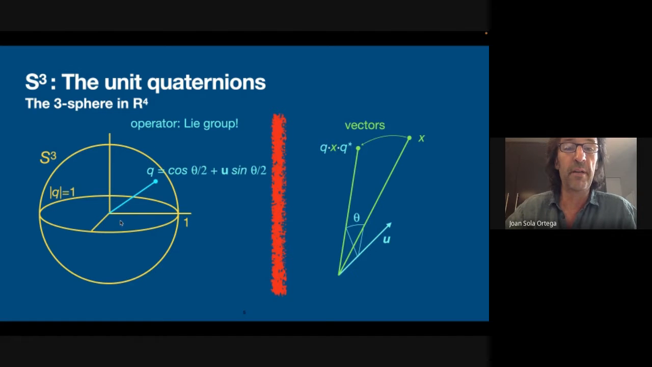However, a quaternion constructed like this, cosine theta half plus u sine theta half, is able to rotate the vector x in 3D, an angle theta, around axis u. So why not? Very useful, and we use the same principles of Lie theory that we are going to explain.